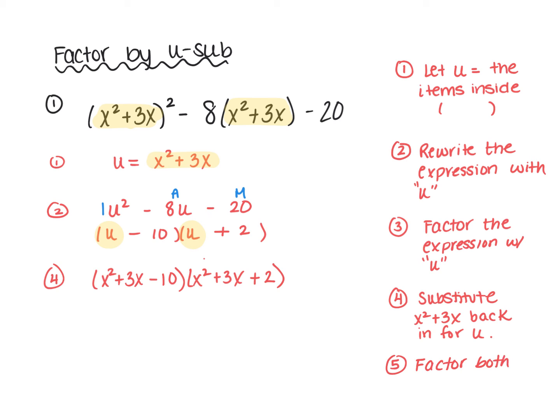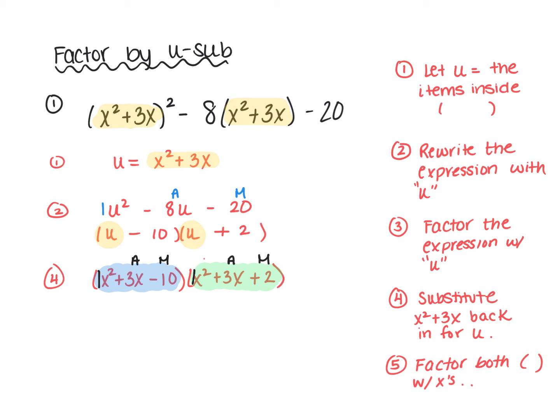So that's step 4. And then step 5, factor both parentheses with the x's. So we're going to factor this parenthesis using add multiply, and then we're going to factor this parenthesis using add multiply. So first one, what adds to 3 that multiplies to negative 10? Second one, what adds to 3 that multiplies to 2? We're using add multiply because our leading coefficients are 1.